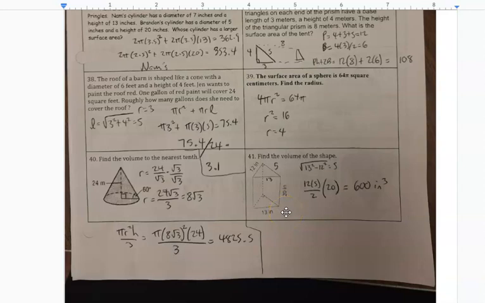So how you do the volume of a triangular prism is you get the area of the triangle, and then you multiply times the height. So the area of the triangle would be 12 times 5 divided by 2, and then the height's 20. That becomes 600.